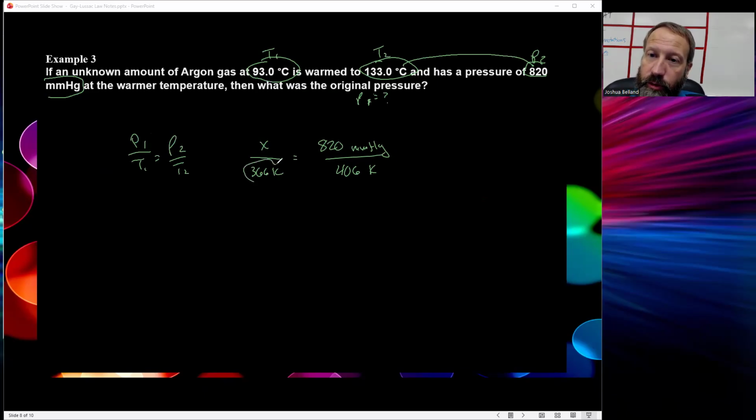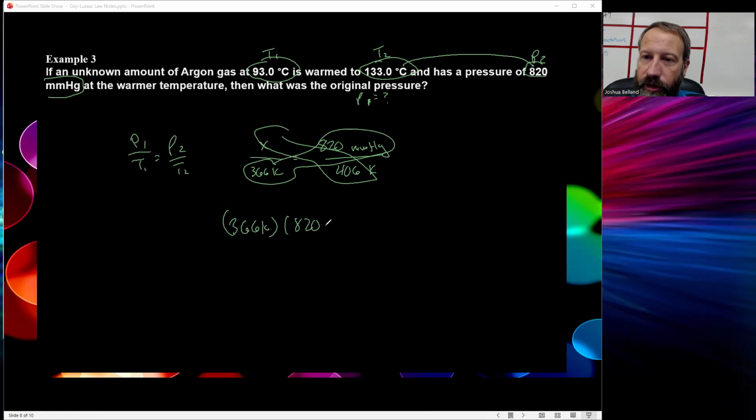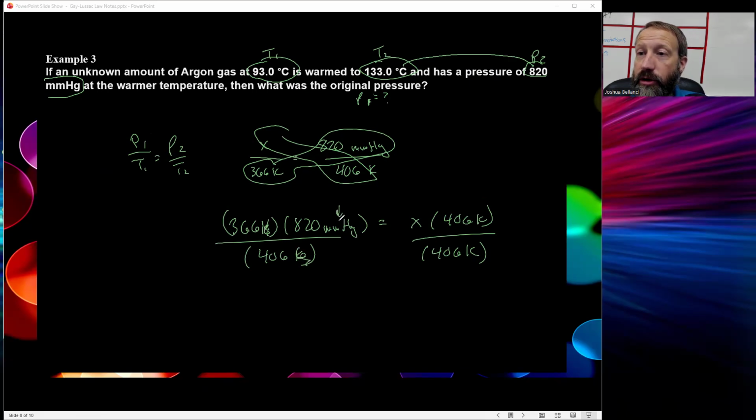Okay, I'm going to multiply across those two, and then I'm going to divide. So 366 kelvins times 820 millimeters of mercury equals X times 406 kelvins. Now check this out. I'm going to divide by 406 kelvins, which is good news because my kelvins are going to cancel and my pressure unit is all that's left. And I was asked for pressure.